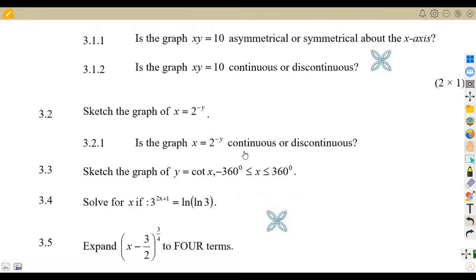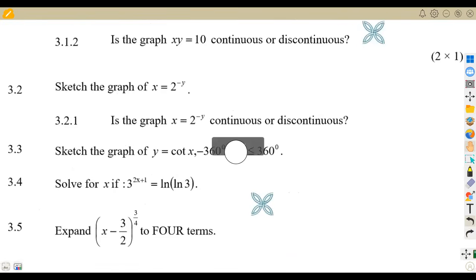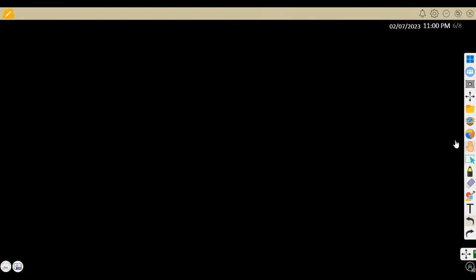On 3.2, we are now asked to sketch the graph of x equals 2 to the exponent of negative y. Like I was saying, just knowing basic information about how your graphs are supposed to look from your maths N3 helps. So let's just have our sketch. I'm just going to remove this part here. So let's just remove these. Okay, so that's 3.2, like this.